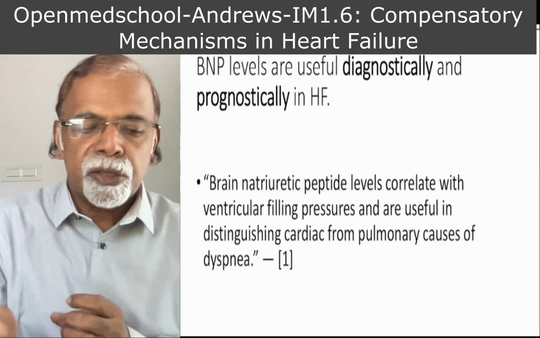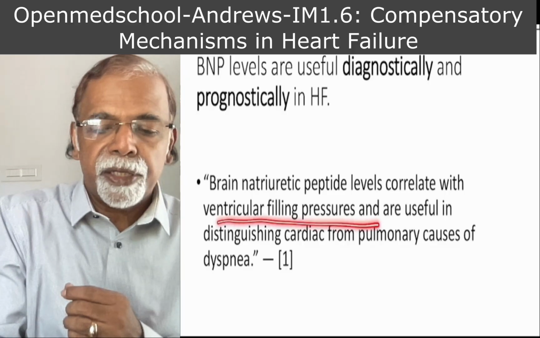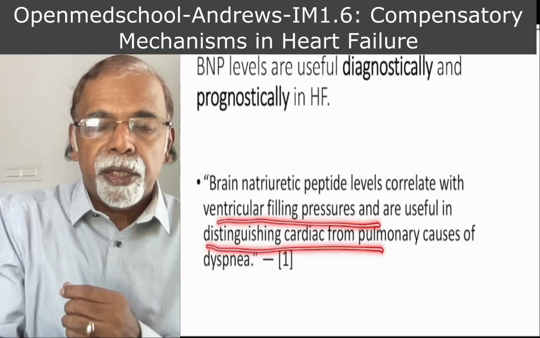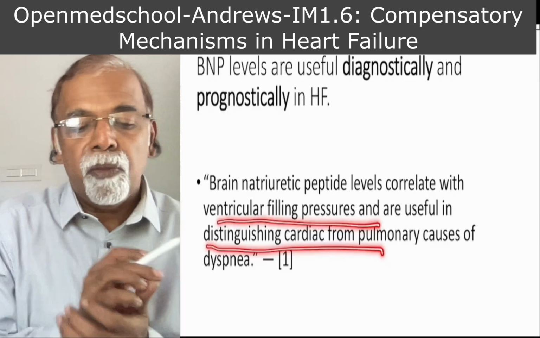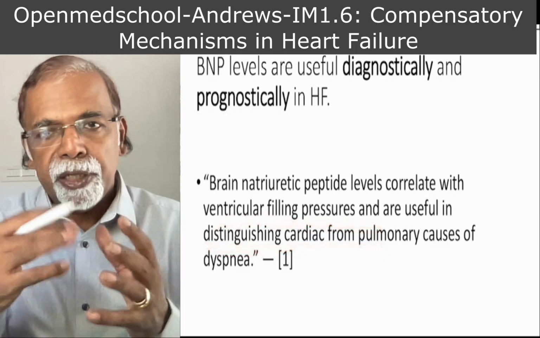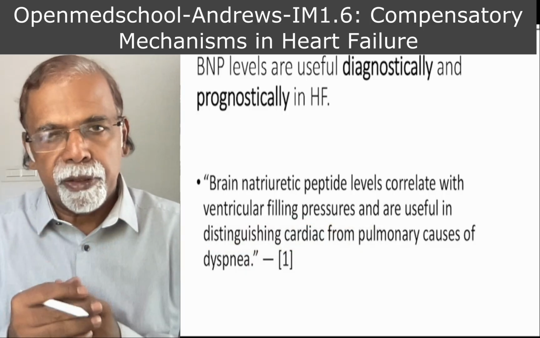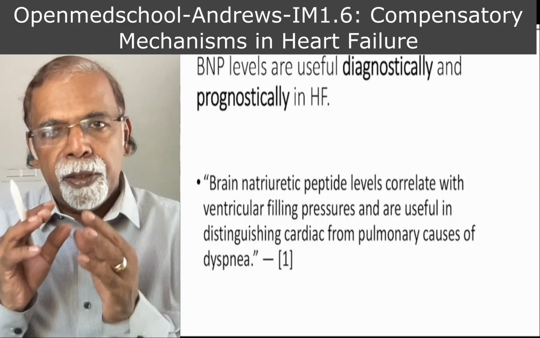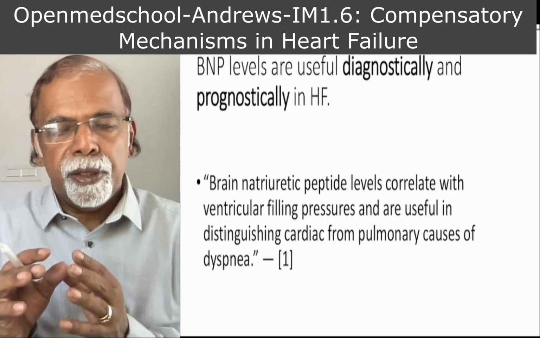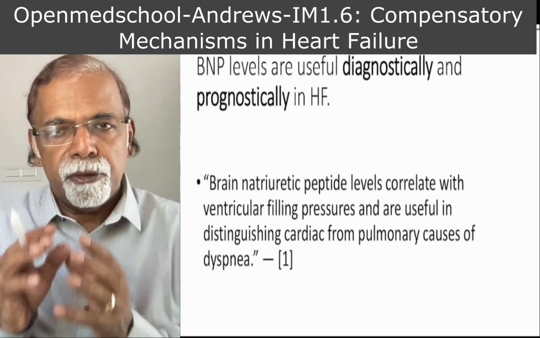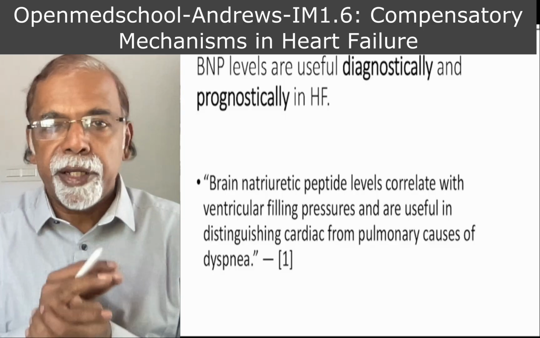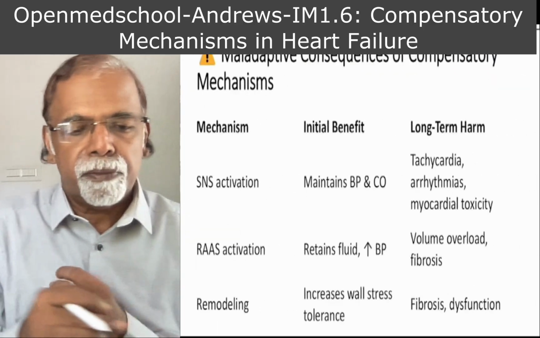Brain natriuretic peptide levels correlate with ventricular filling pressures and are useful in distinguishing cardiac from pulmonary causes of dyspnea. When a patient comes in, especially a COPD patient, that patient can develop heart failure. So in such cases, the estimation of proBNP is very useful in identifying whether it is a cardiac cause or a respiratory cause.